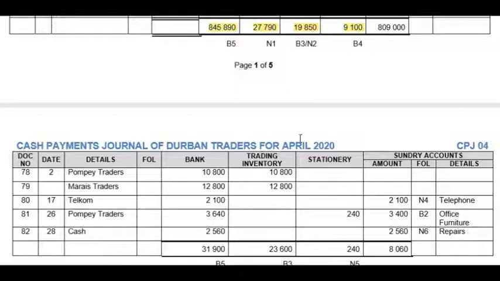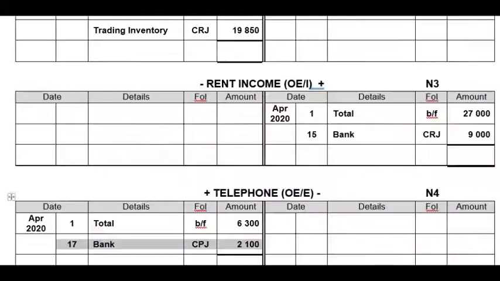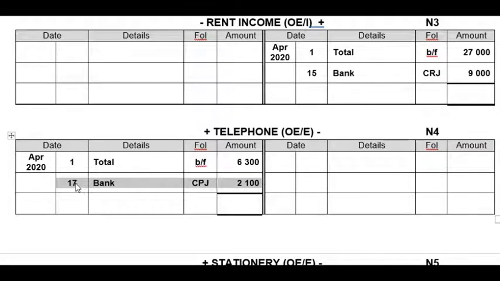Now the last journal that we need to post is CPJ, and I'm going to start with the sundry account section. So I'll post this amount to telephone on the 17th. The CPJ rule for posting is that bank will now be credited because we will lose money, and because every amount goes to bank and somewhere else, all of the other accounts will be debited, because for every credit there's a debit. You will write the 17th, bank, CPJ, and the value.